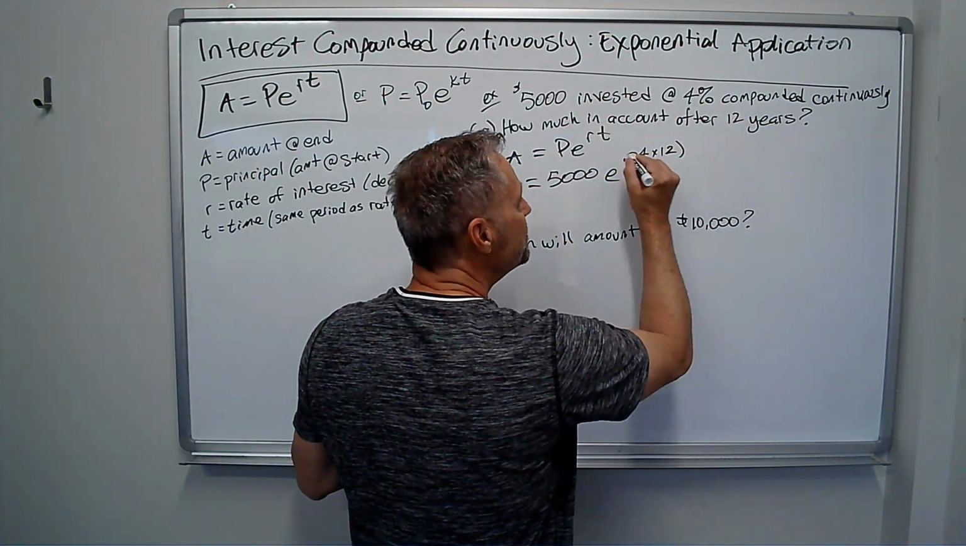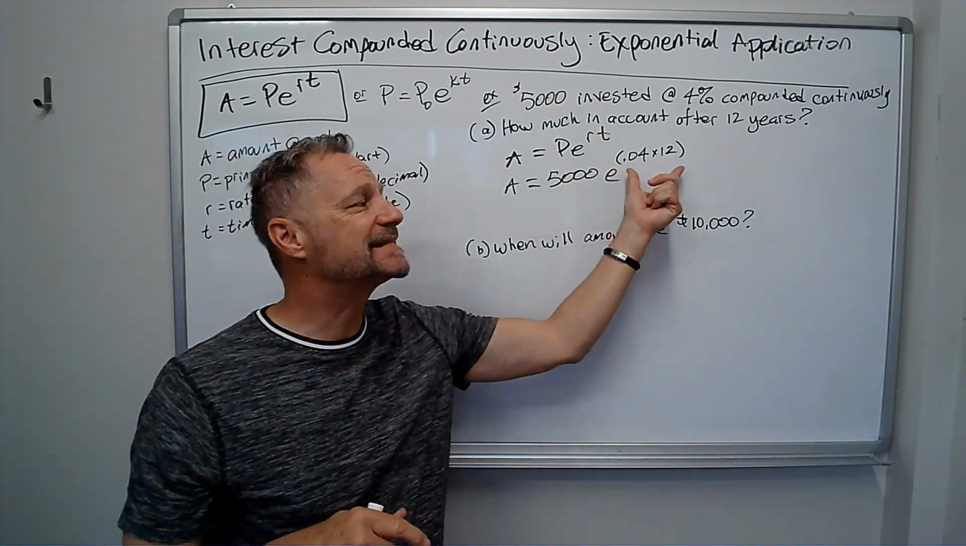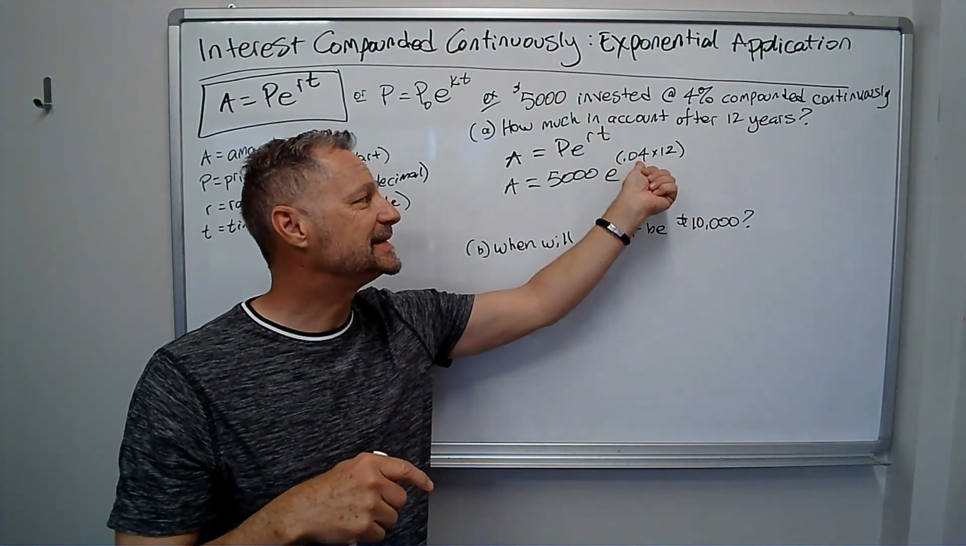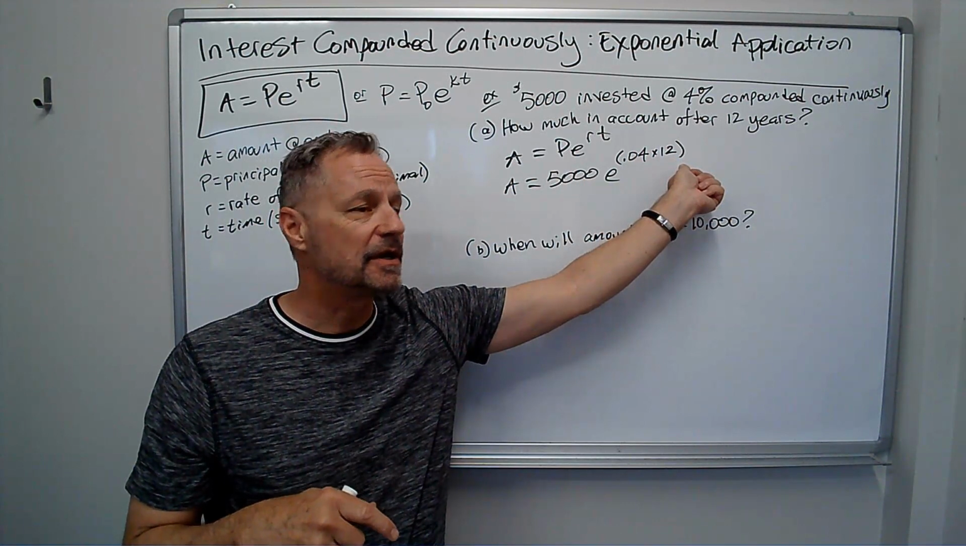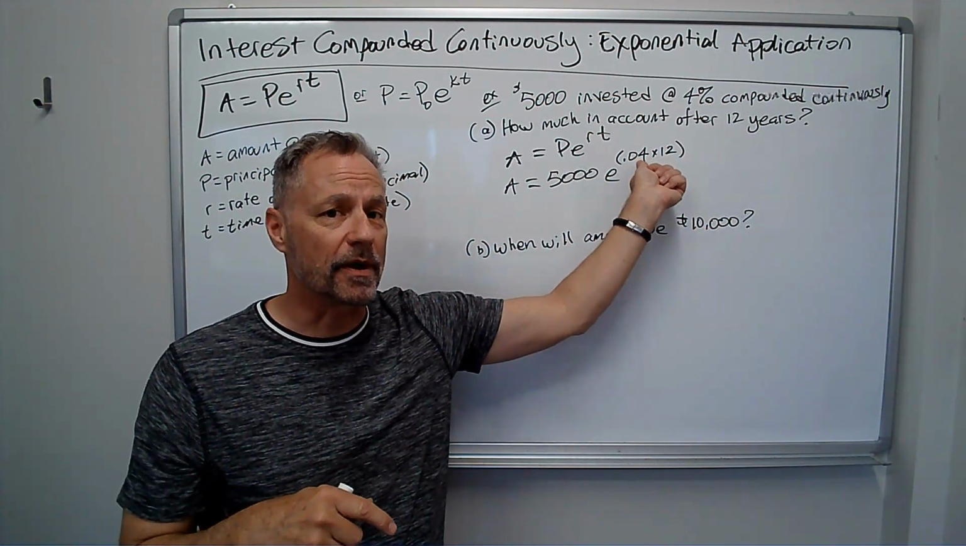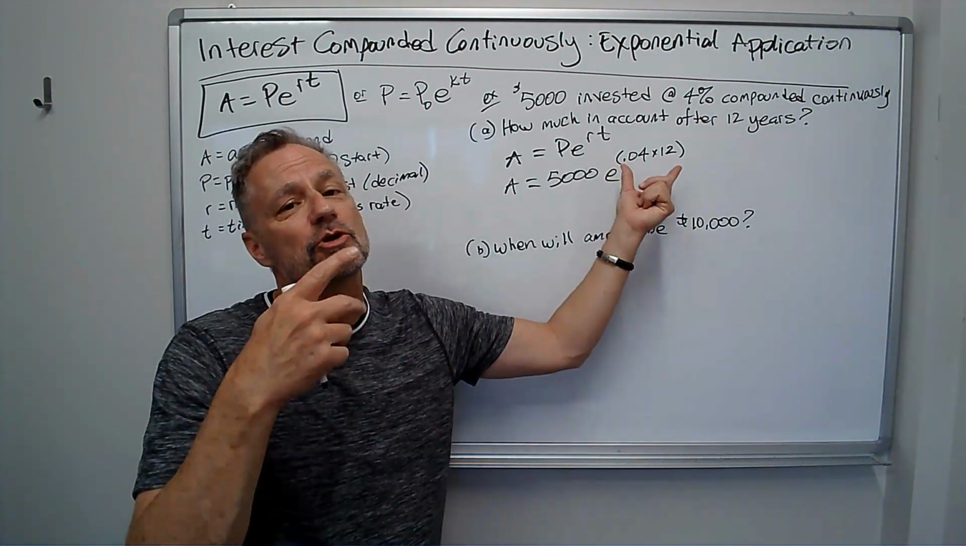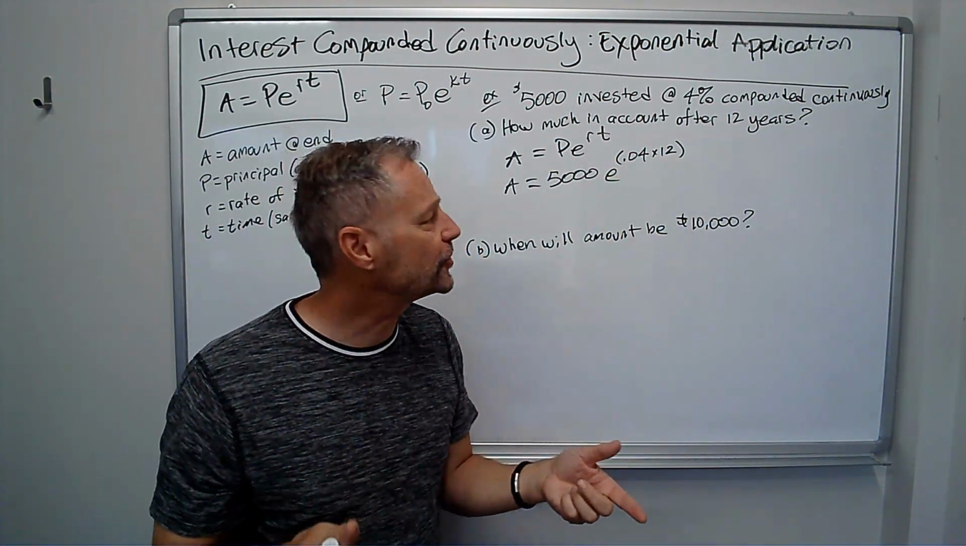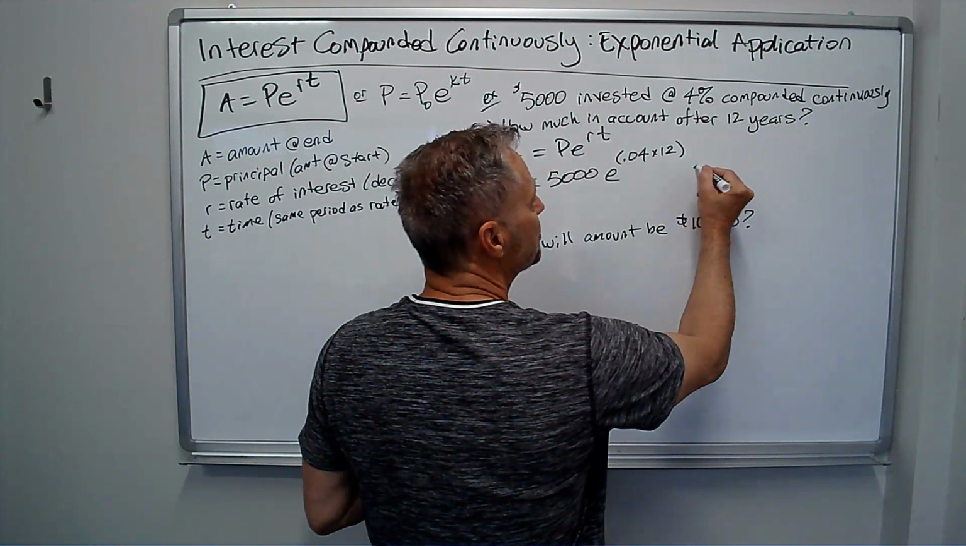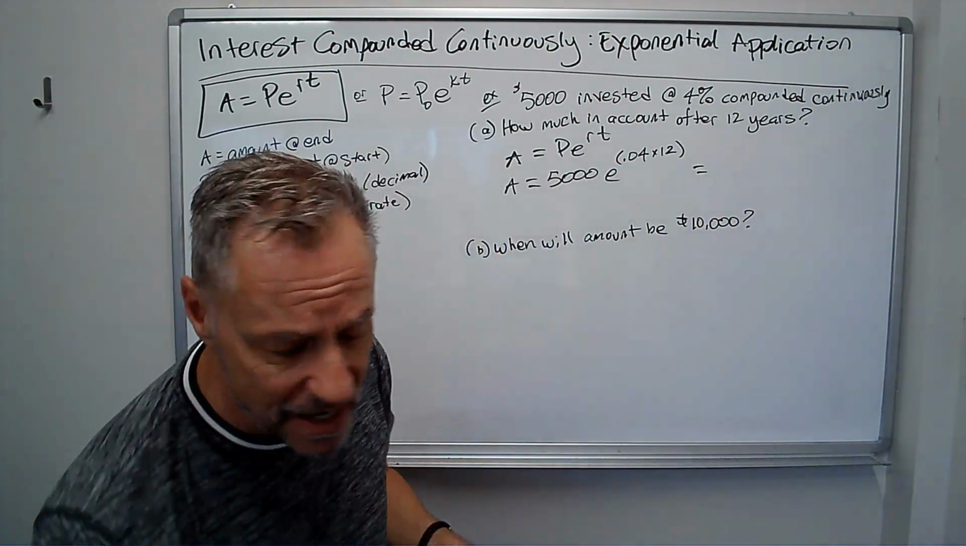Now, on some calculators, you have to put parentheses around there to make sure it does the 0.04 times the 12 before it just does the e to the 0.04. So if your calculator raises to the exponent naturally, you don't need the parentheses. The parentheses won't hurt, though. But this is just a calculator problem now. So I'm just going to put this into my calculator.